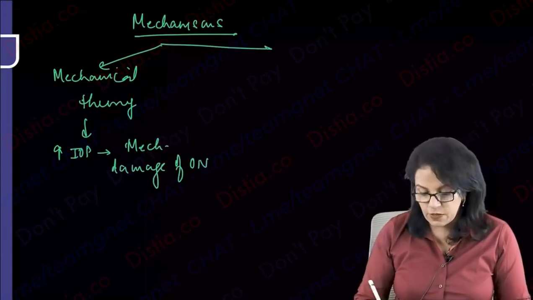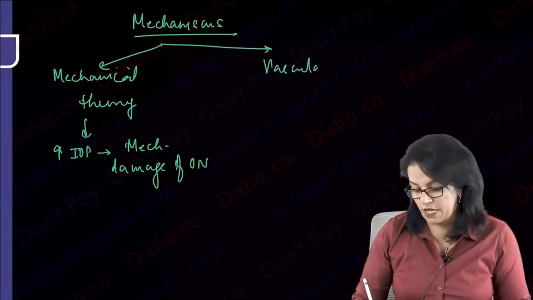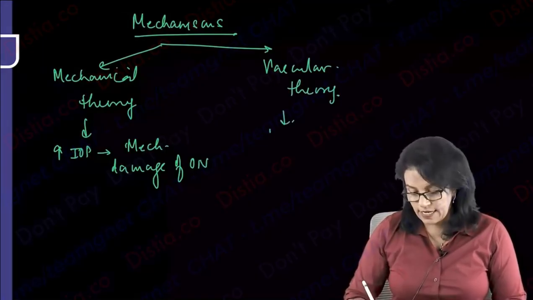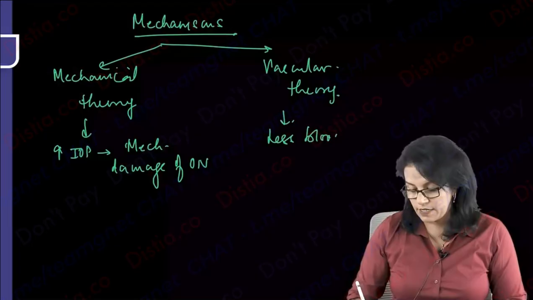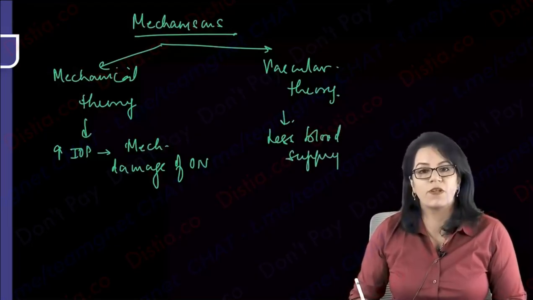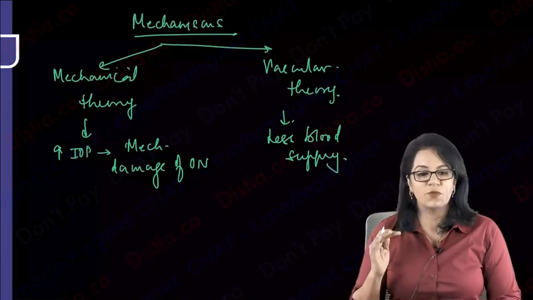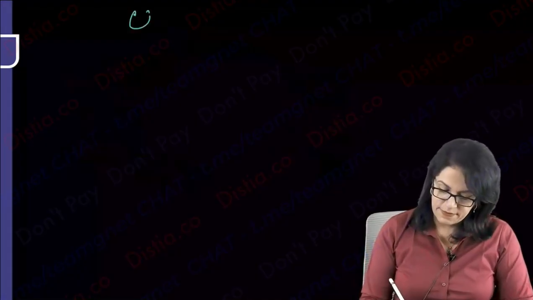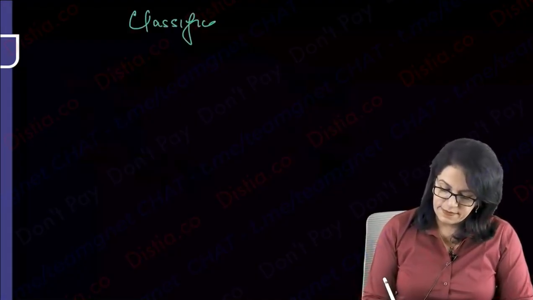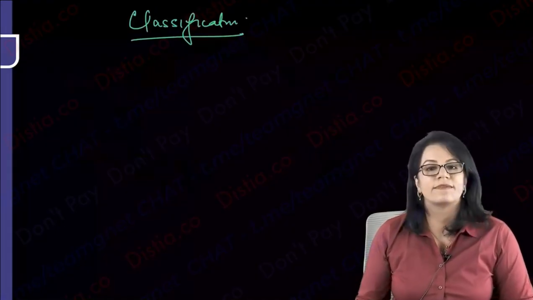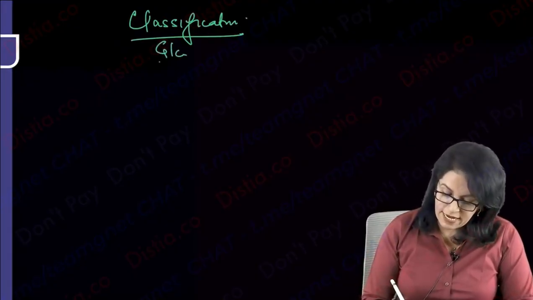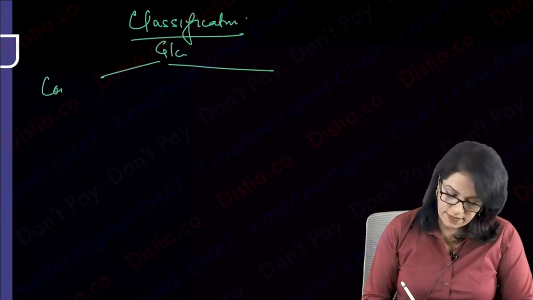And second is your vascular theory. So there are cases where our IOP is normal. That is explained by the vascular theory, that it is the less blood supply in the optic nerve which can be a cause of glaucoma. Okay, so once we know these two mechanisms, the next heading is classification.